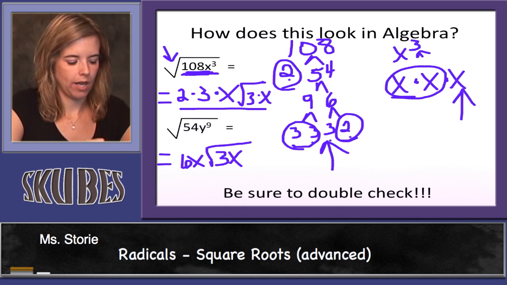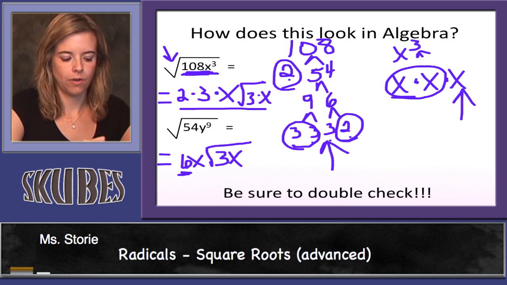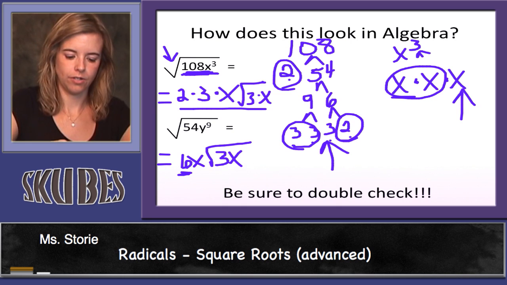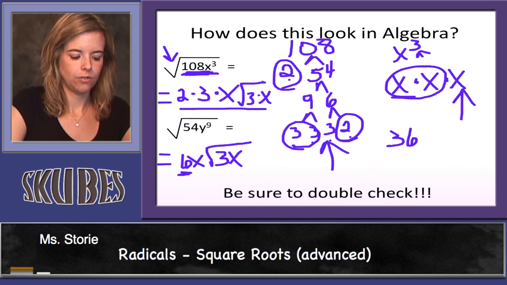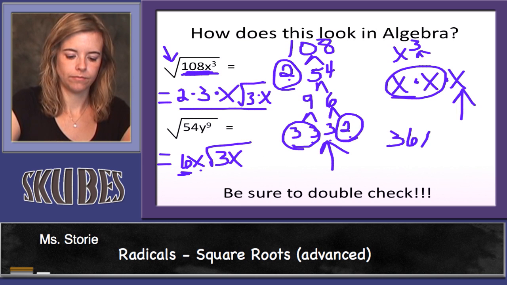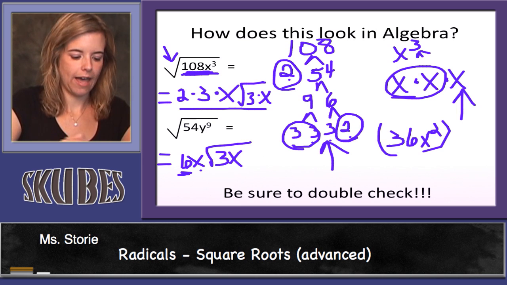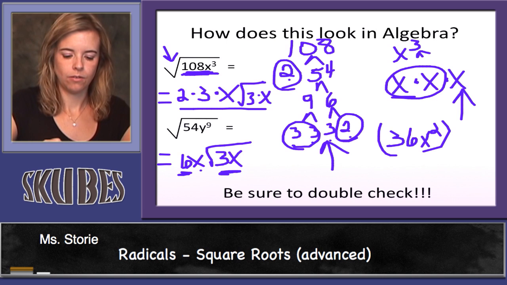Double checking works the same way. 6 2 times in a row, because your index is 2, so 6 times 6 is 36. X 2 times in a row is x squared. And then we have to multiply that by our radicand, which is 3x.